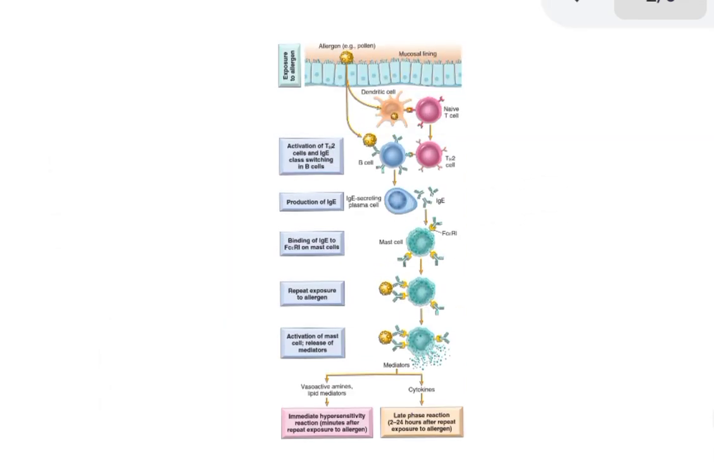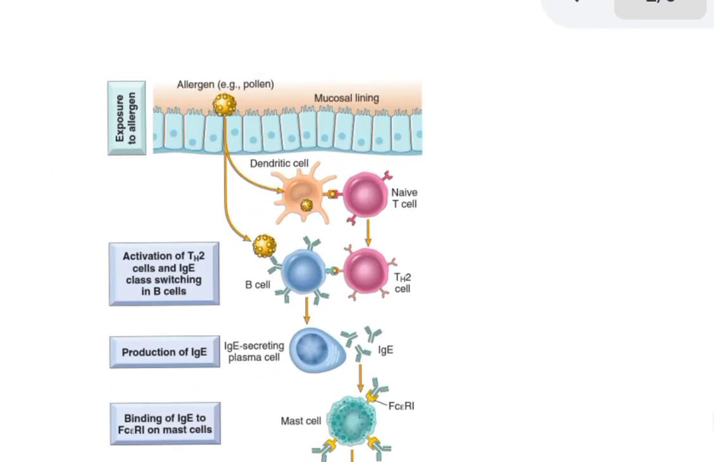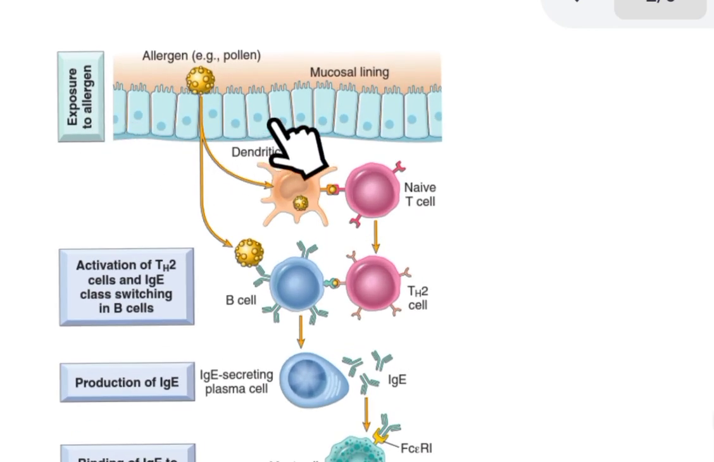So let us now understand what really happens in type 1 hypersensitivity. In this image, we can see that we have got the mucosal lining. The mucosal lining can either be part of the respiratory tract or the GIT. Here we can see that we have got an antigen, and in this case, our antigen is the pollen. An antigen that is known to cause an allergic reaction is called an allergen. So our allergen in this case is pollen.